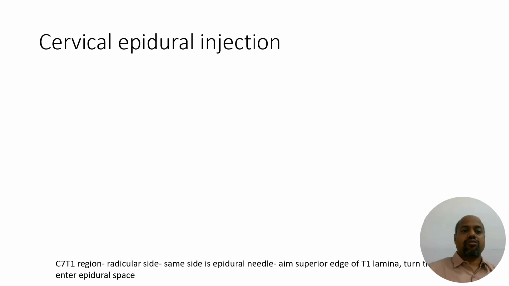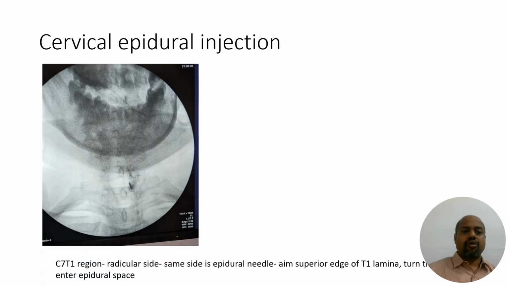Now let's come to the cervical epidural. How we do it is first we make the patient lie down prone, and we try to find the C7-T1 region. The needle lies on the same side as the side in which the patient has radicular symptoms, and you aim generally at the superior edge of the T1 lamina. So this is the T1 lamina. Here is your rib coming out, and you aim at the superior edge of the T1 lamina.